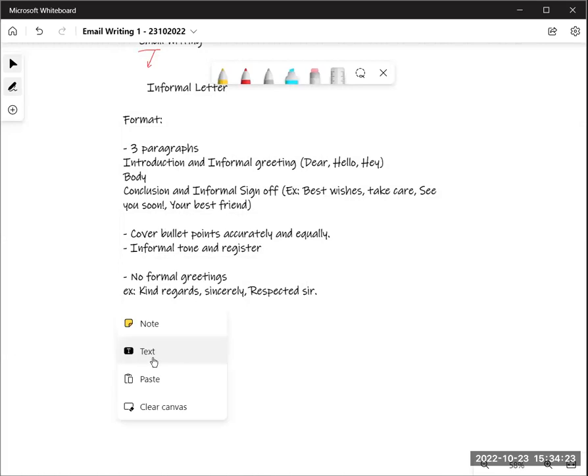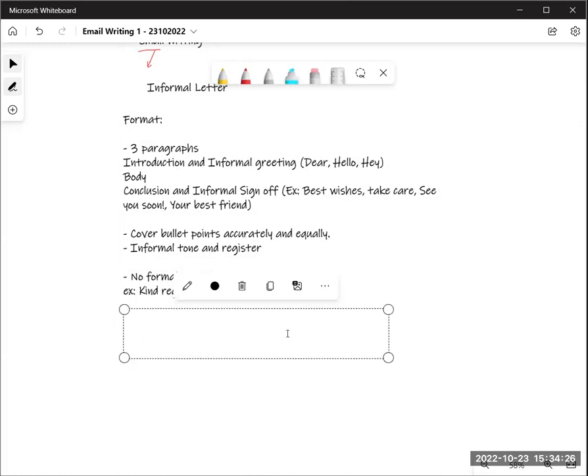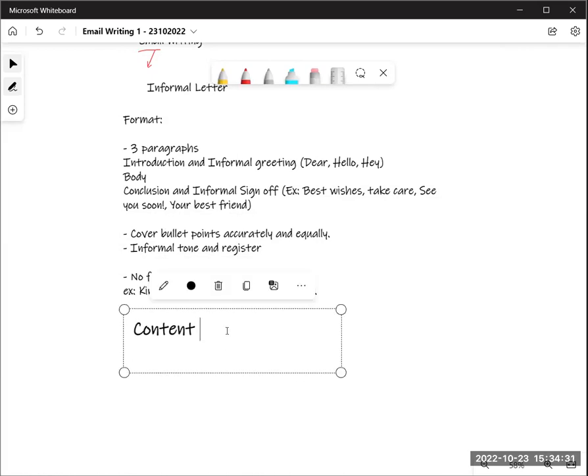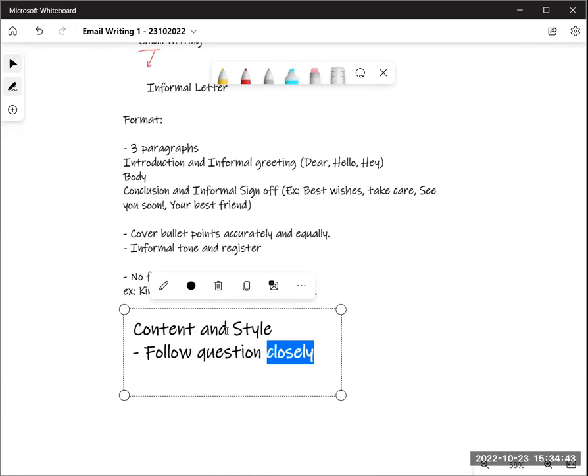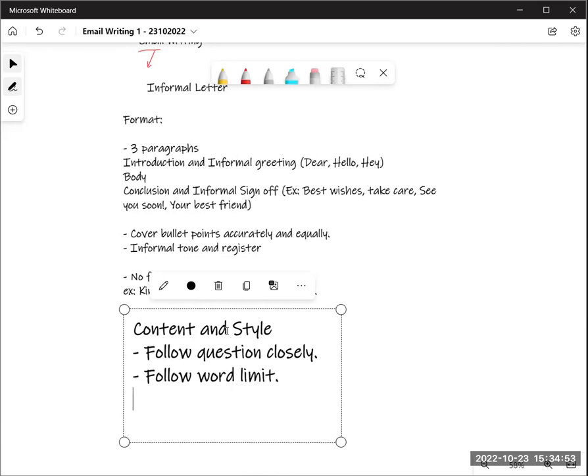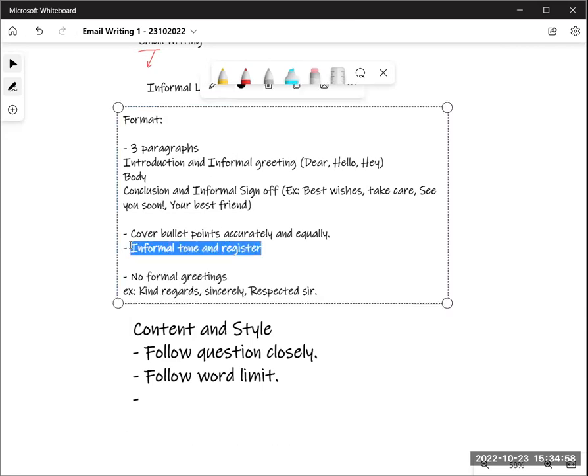There are a few more things here, which come under content and style. Fine. For the content, follow, let's just say, follow the question closely. Yep. That's it. Next thing is follow the word limit. Obviously, that's something which is obvious. Next thing is, we looked at a few things called informal tone and register.